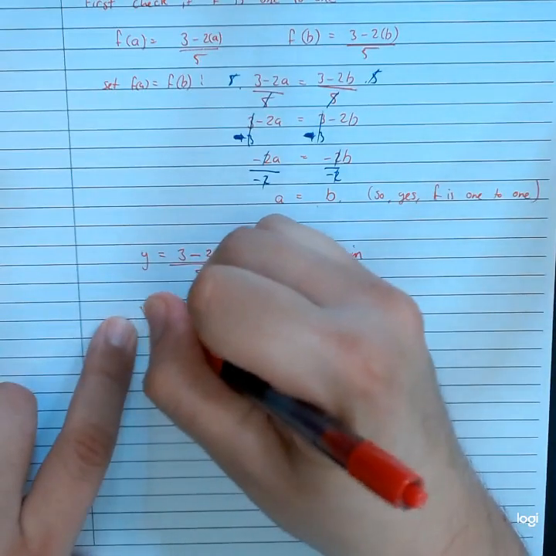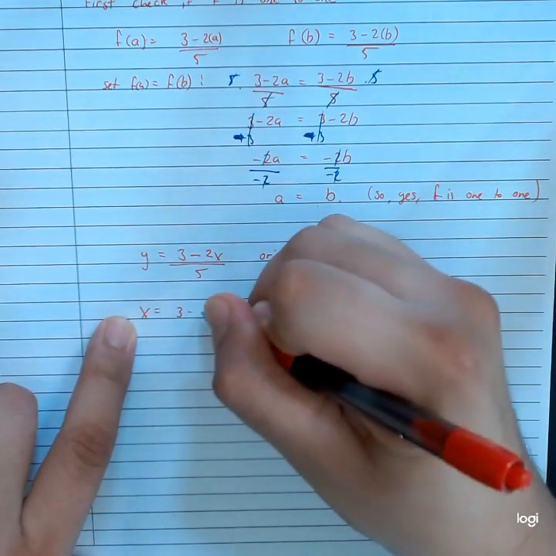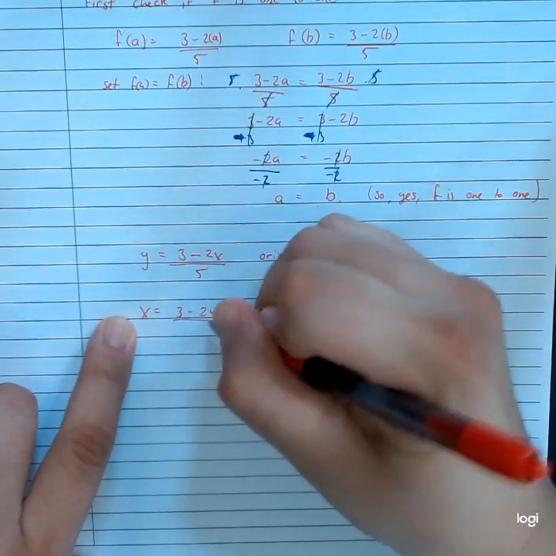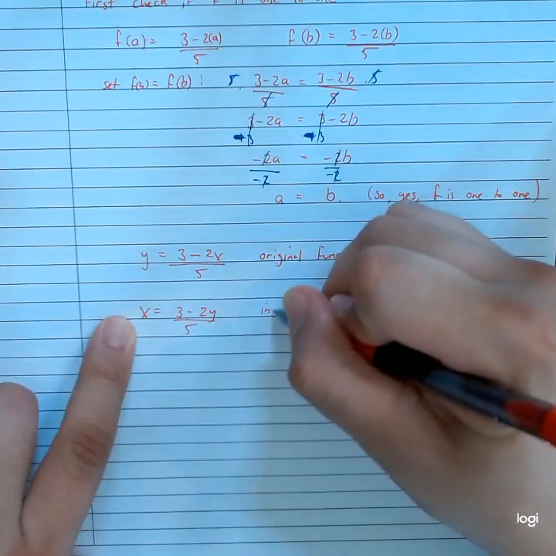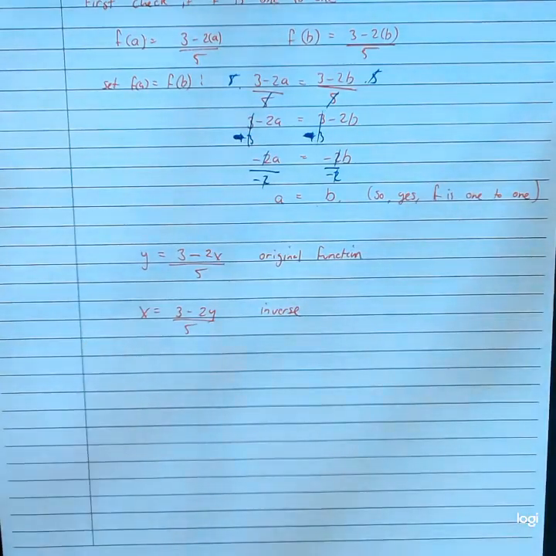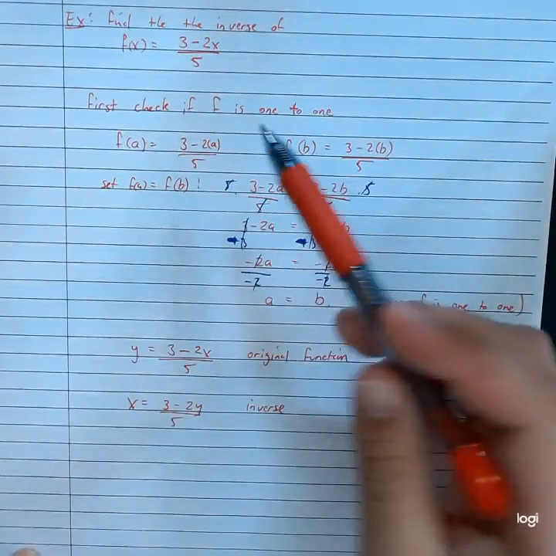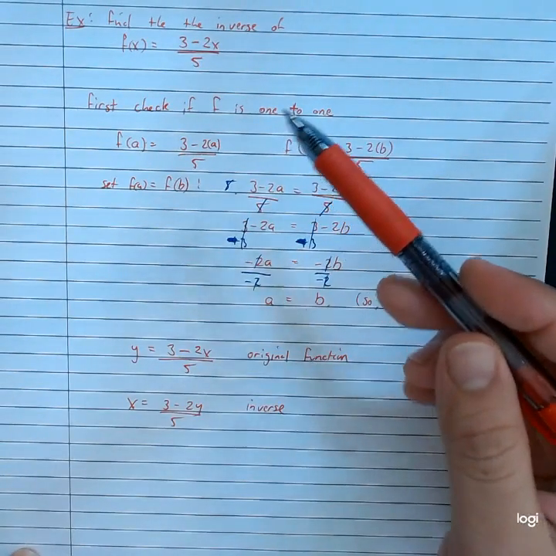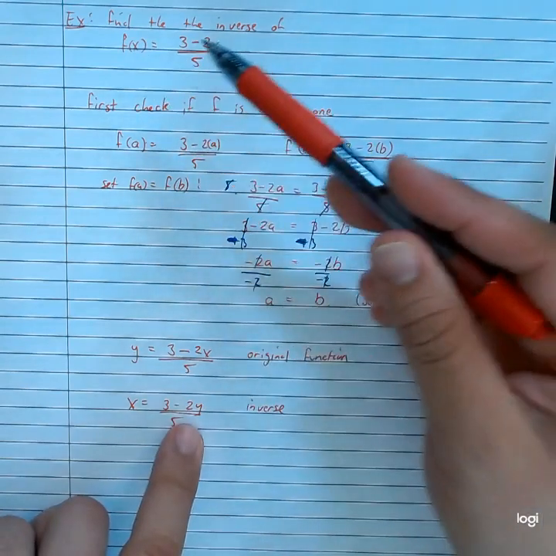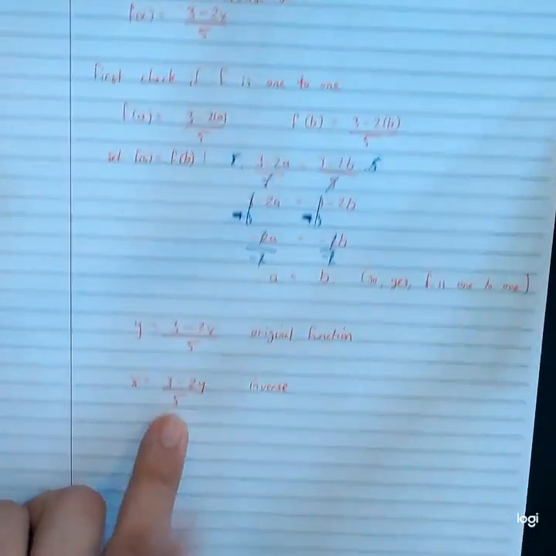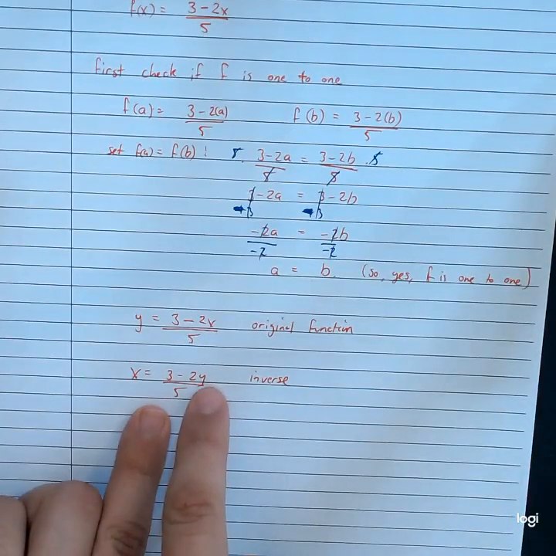The inverse is going to be x equals 3 minus 2y over 5. But now that's not how you write a function, right? When we write a function, our function notation always has us isolate the dependent variable. In other words, we isolate the y. So here, we're going to go ahead and isolate this variable.